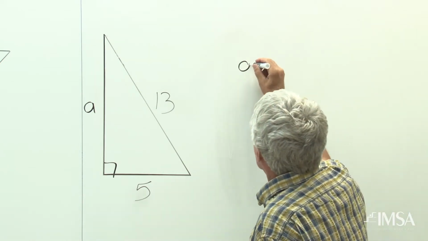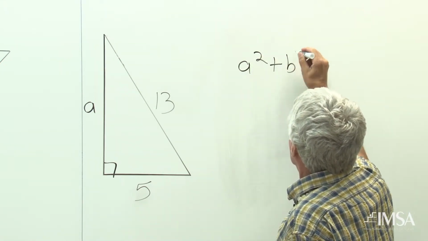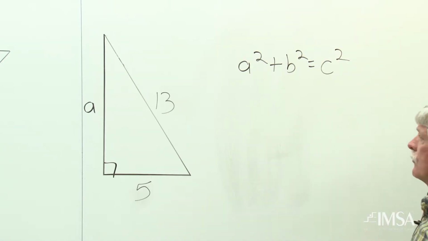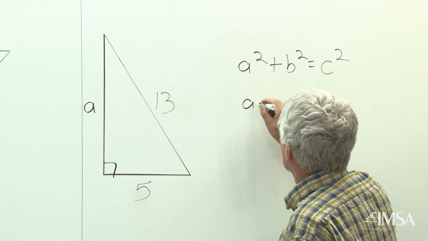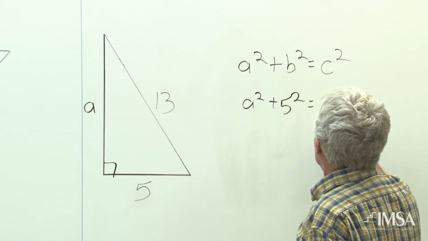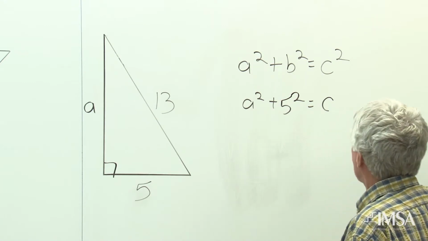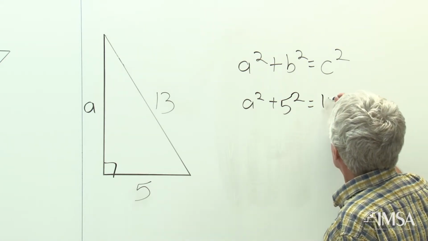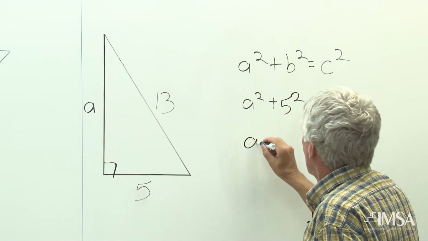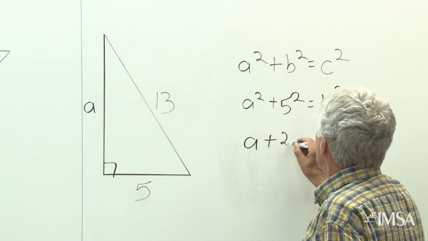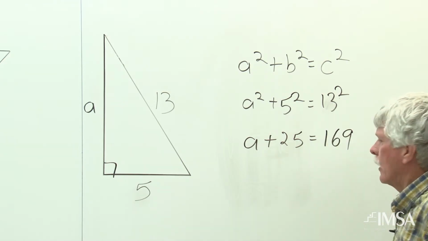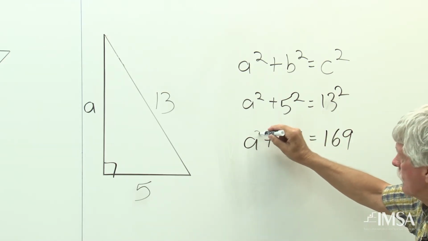Again, we go back to the regular formula for the Pythagorean Theorem. We substitute again. Now we don't know A, so A squared plus 5 squared is going to be equal to 13 squared. Following? Good. So A squared is going to be added to 25, and their sum will be 169. Let me leave that squared.